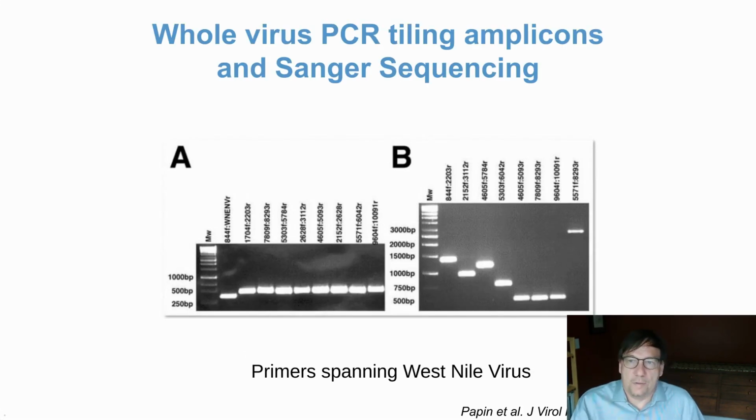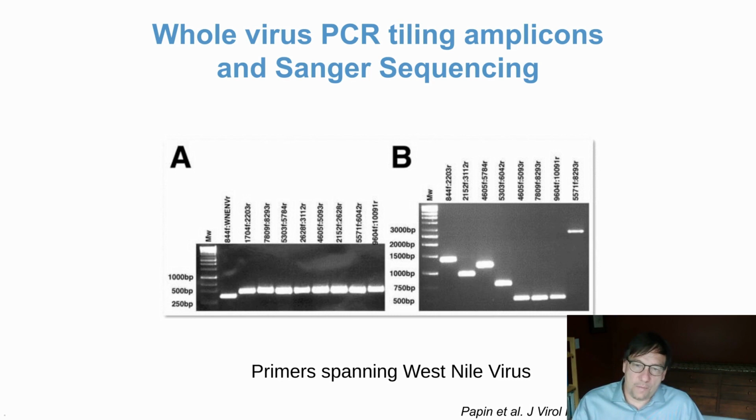I want to start, however, by going back even further. Back in 2010, we used a PCR tiling approach and Sanger sequencing to sequence West Nile virus. West Nile virus was introduced around that time into the US. What you can see here are panels A and B. Panel A shows an agarose gel of a number of primers, each covering a 500 base pair part of West Nile virus, because at the time we were concerned that any one primer would fail if the virus mutates, and that's really a problem with RNA viruses.